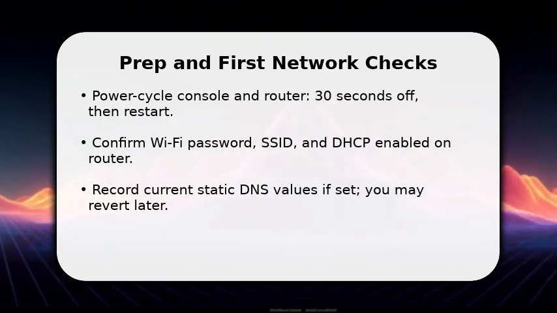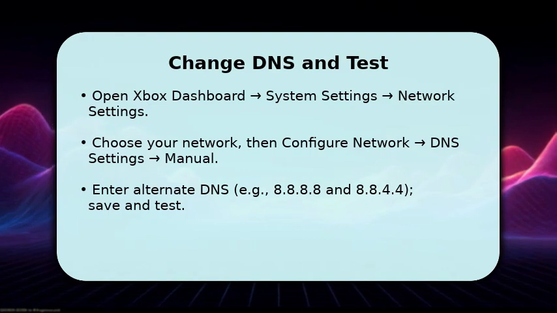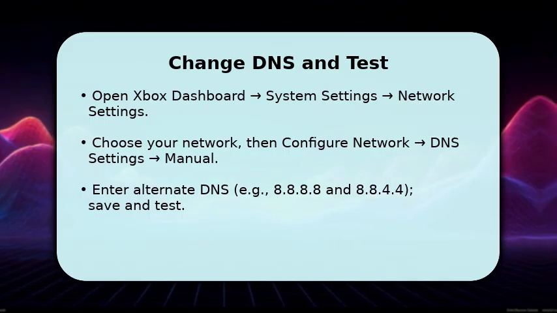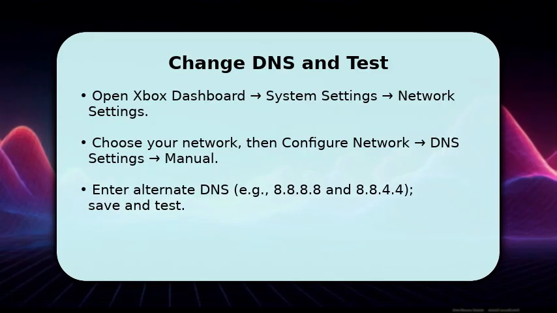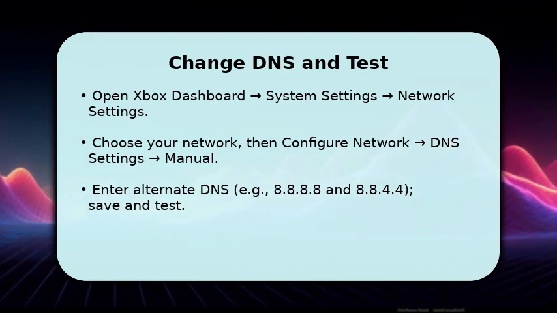You now change the DNS to bypass possible ISP issues. Go to System Settings, Network Settings, select your network, and choose Configure Network. Once in DNS settings, switch from automatic to manual so you can type in known reliable DNS servers such as 8.8.8.8 and 8.8.4.4.